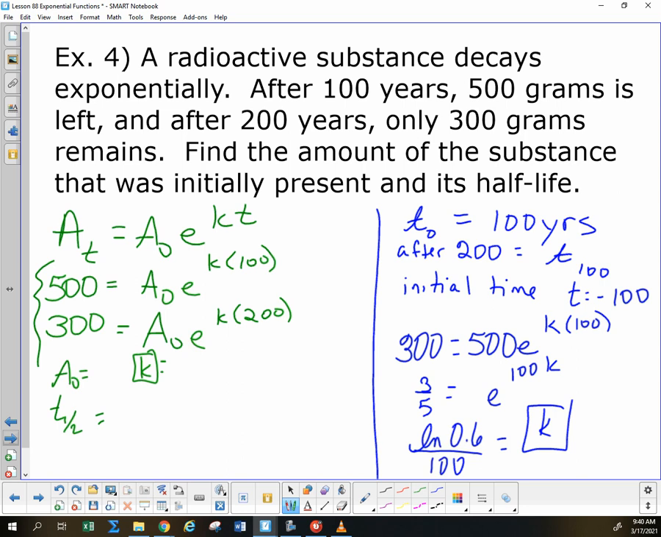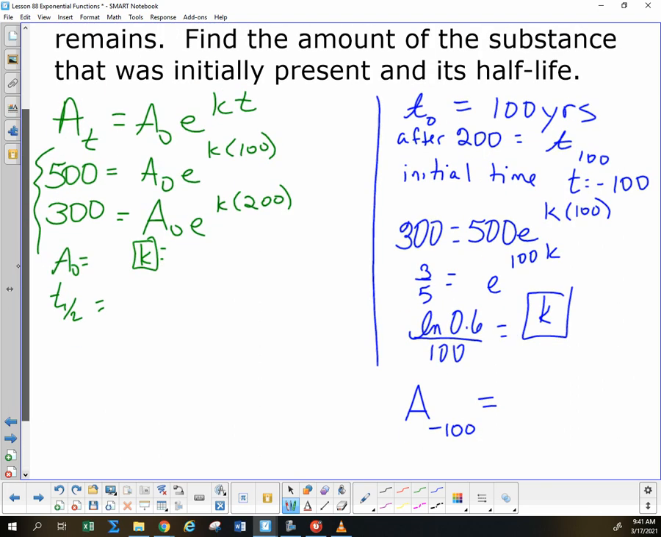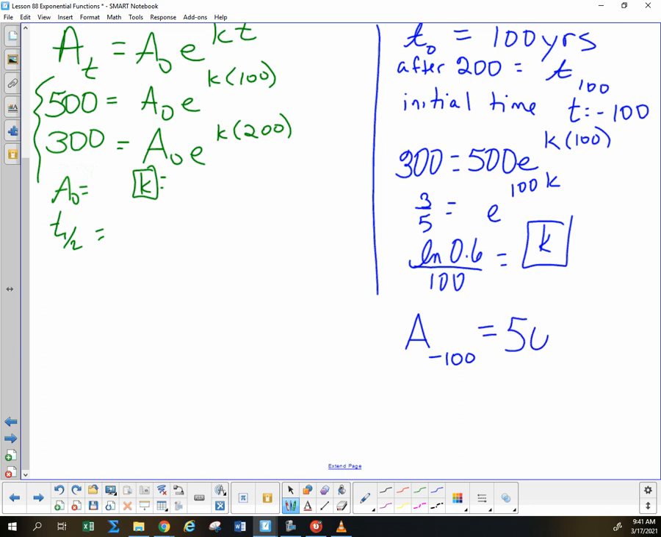Okay, then I want the amount initially present. So that means 100 years before I started this setup. So that's going to be the amount 100 years before I started the setup in this one. Now, my starting amount for this one was 500, times e to the negative 100, plugging in for my time, times your stored value. You guys all getting that punched on your calculators so that you can help me out with what we come up with here?